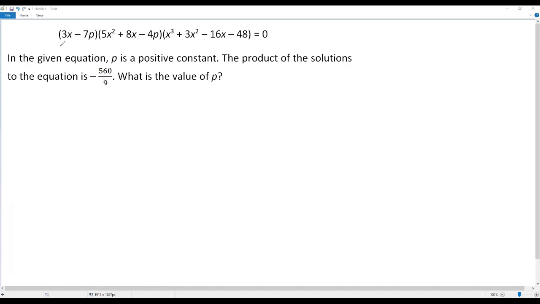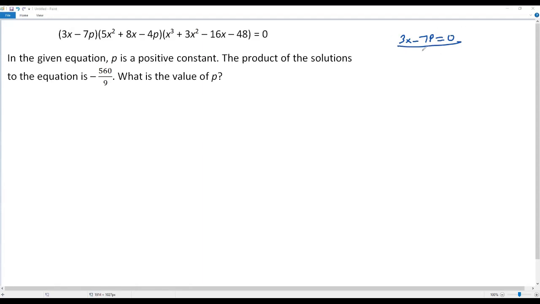Okay, when I consider the left side of the given equation, we have the product of three expressions. Whenever the product of three expressions equals 0, then one of them has to be 0. That is, the first one has to be 0, or the second one has to be 0, or the third one has to be 0, because the product equals 0. Okay, if I consider the first one equal to 0, I am getting the equation 3x - 7p = 0. And it's a linear equation, so we'll have only one solution for this equation.